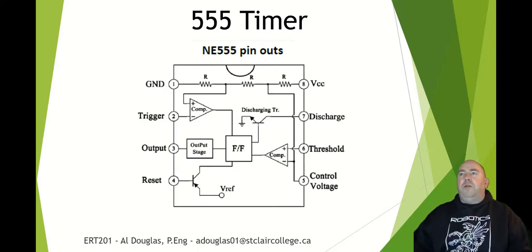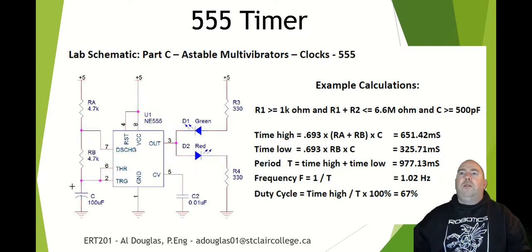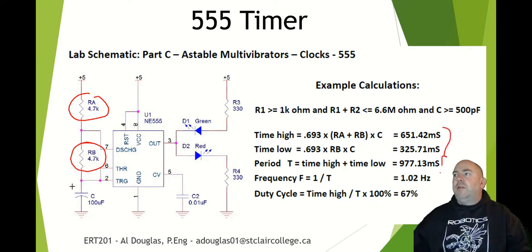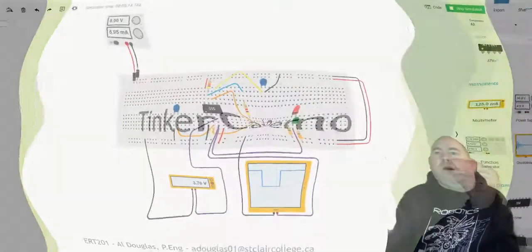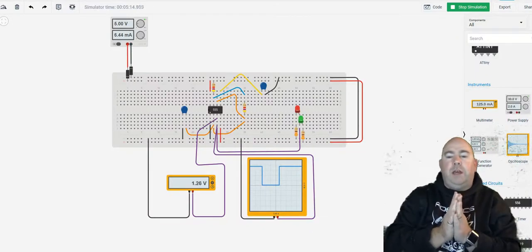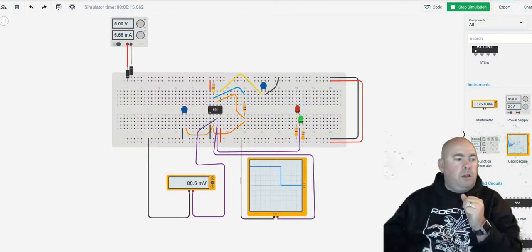And the third one we're going to do in TinkerCAD using the 555 timer. This is an actual timing circuit. So we're going to build it up like this. It uses two different resistors, RA and RB. We can use this to calculate some things here. This is basically how long your timing circuit is on and how long it is off. We can vary that depending on these resistances. All right, this is part C of the lab. This is the astable multivibrator.